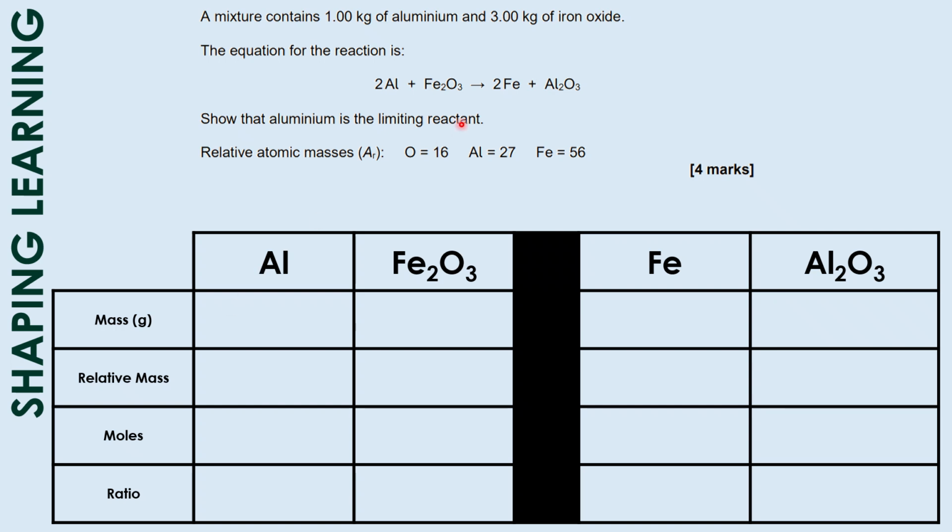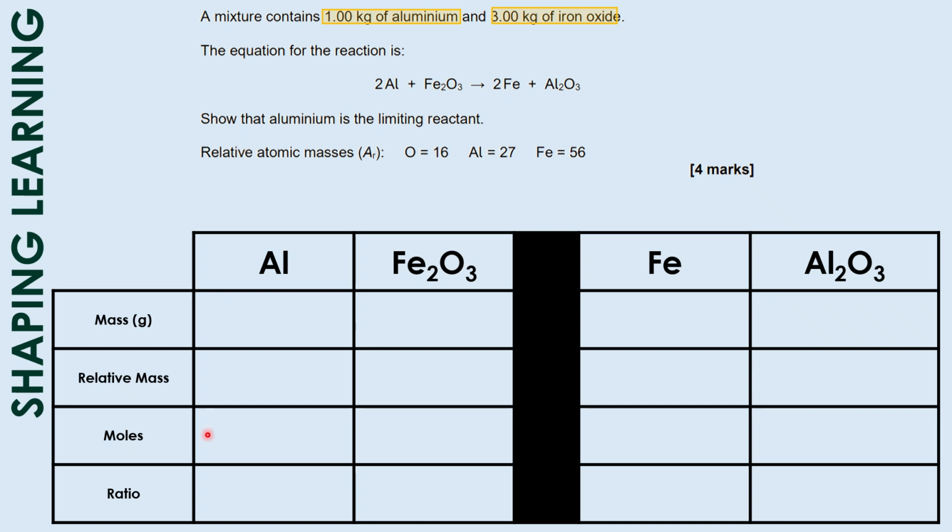So again, let's highlight what we've got and what we're trying to do. We've been given the fact we've got 1 kilogram of aluminium and 3 kilograms of iron oxide. They're these two substances here. So those are two amounts we're trying to react together, but they will not react together perfectly. There'll be some of one of them left over because we've got more than enough of one of them, and not all of it reacts.